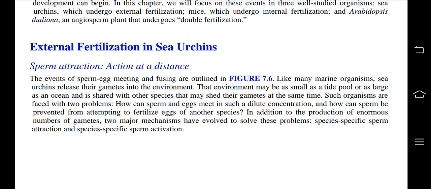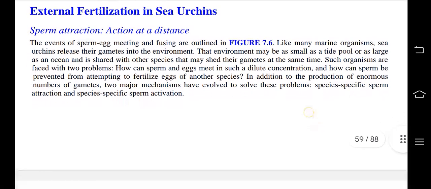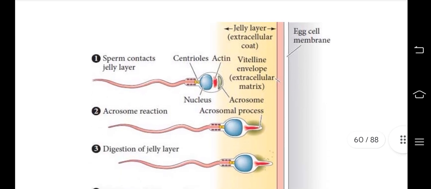Like many marine organisms, sea urchins release their gametes into the environment. That environment may be as small as a tide pool or as large as an ocean and is shared with other species that may shed their gametes at the same time. Such organisms are faced with two problems: how can sperm and egg meet in such dilute concentrations, and how can sperm be prevented from attempting to fertilize an egg of another species. In addition to the production of enormous numbers of gametes, two major mechanisms have evolved to solve this problem: species-specific sperm attraction and species-specific sperm activation.